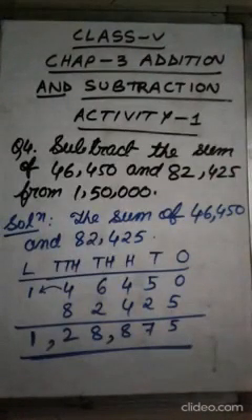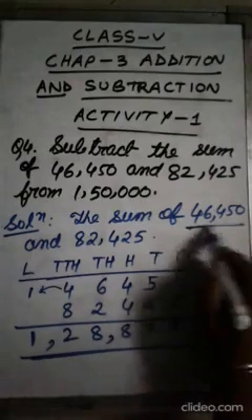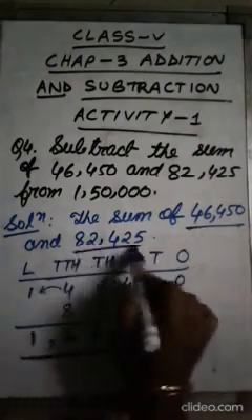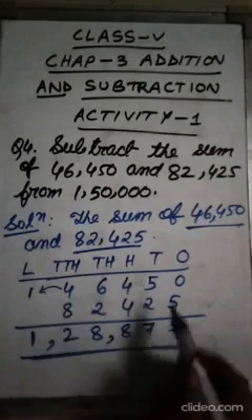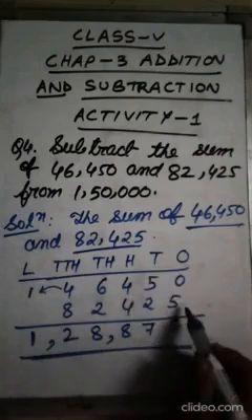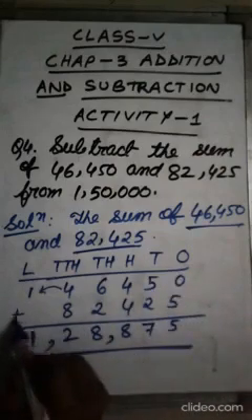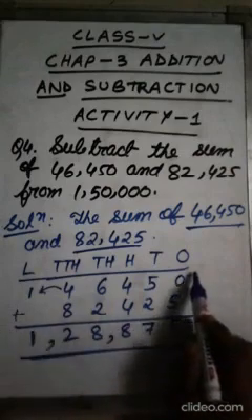Next question is question number 4. Subtract the sum of 46,450 and 82,425 from 1,50,000. The sum of 46,450 and 82,425, I have done it in the place value chart.